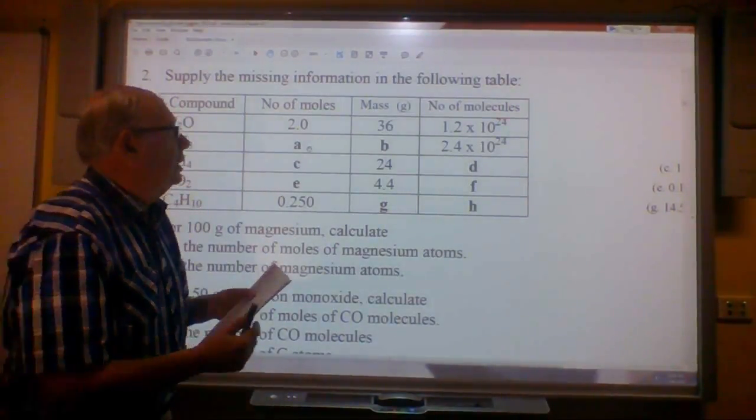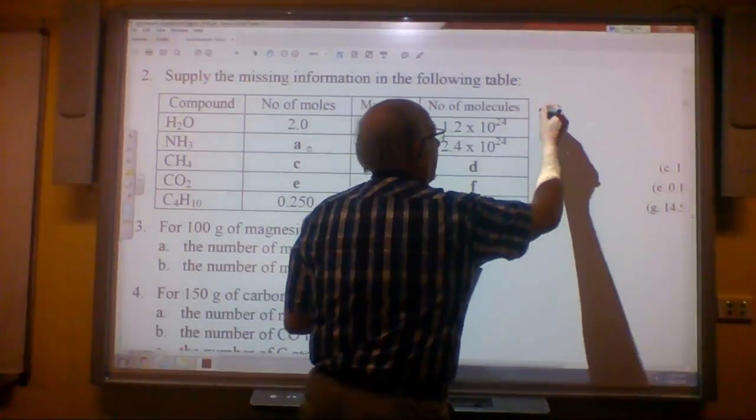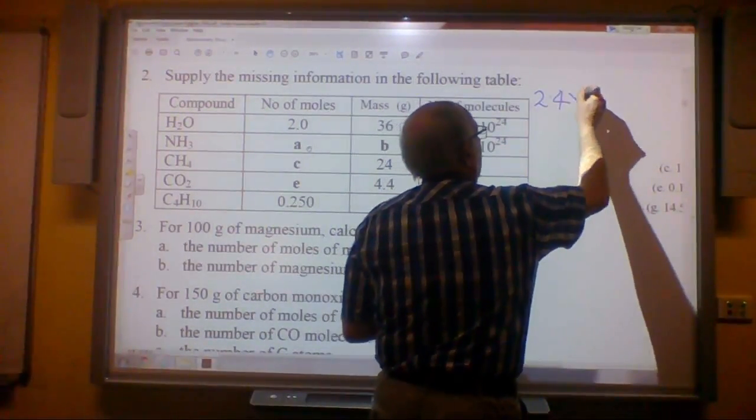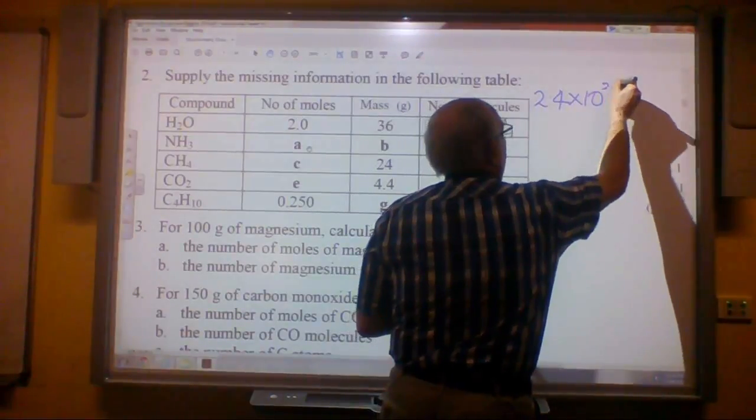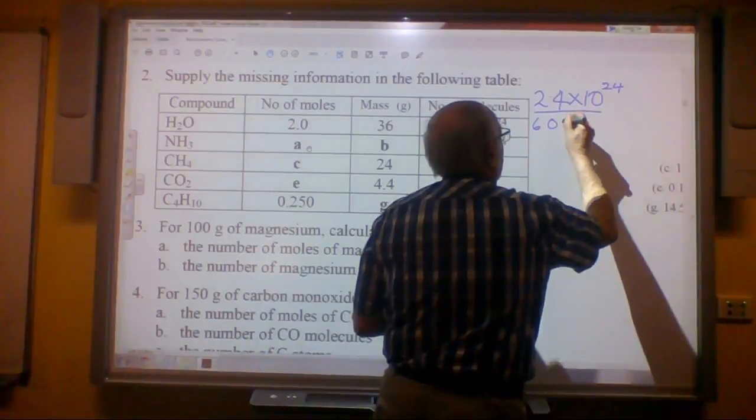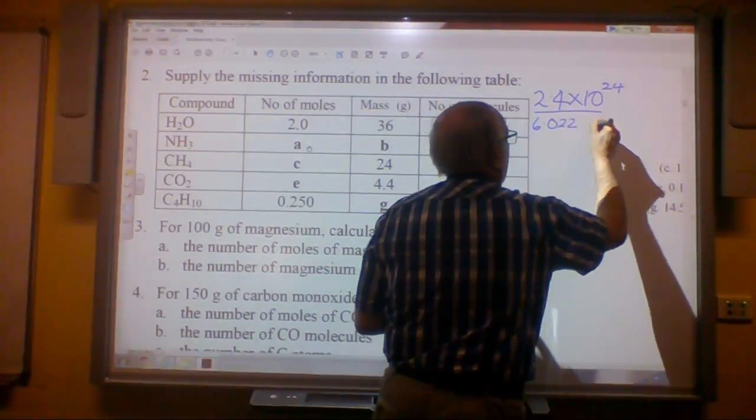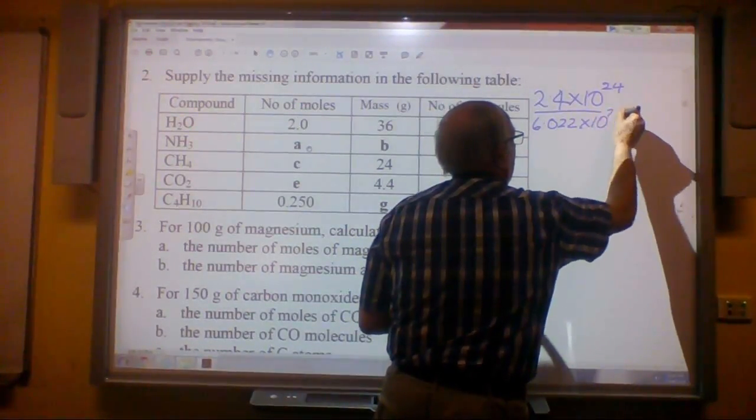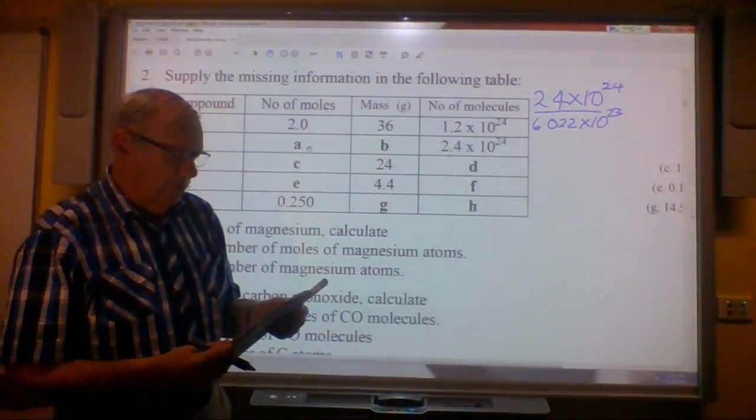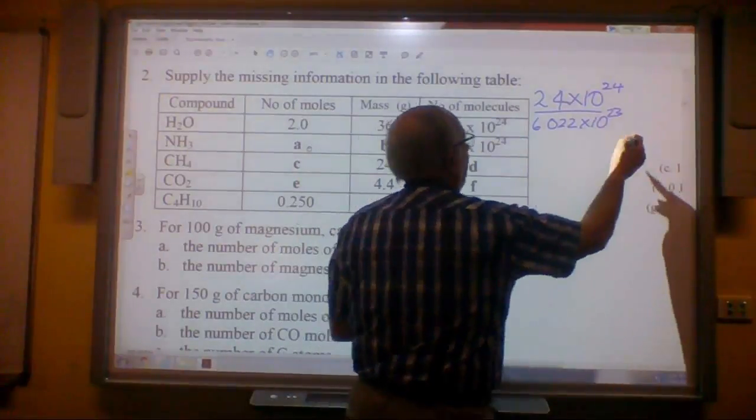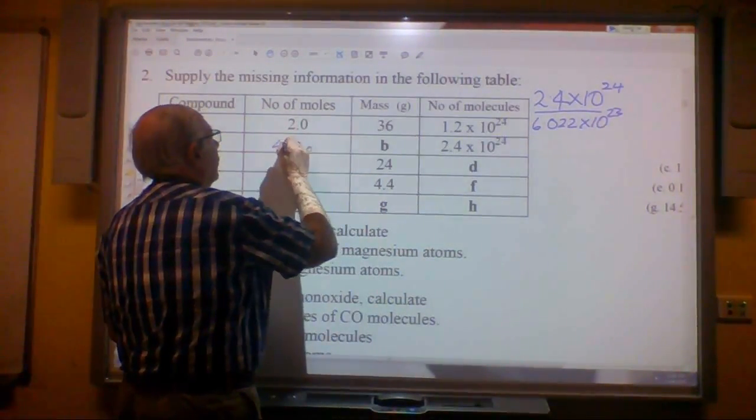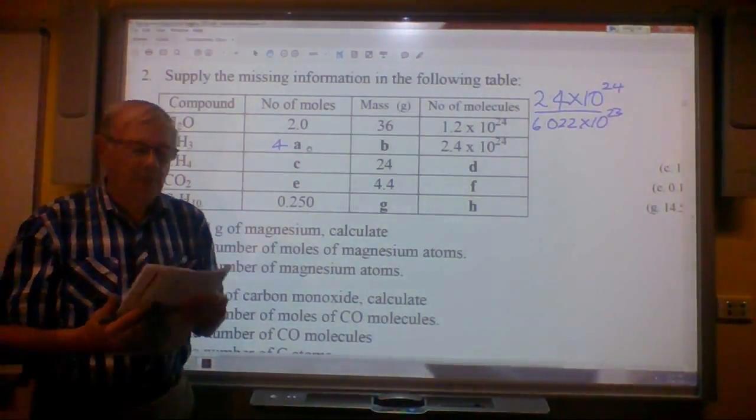So that's going to be equal to this number, 2.4 by 10 to the 24 divided by 6.022 by 10 to the 23. And when we look at that, that looks as if it comes out as 4. So our answer here would be 4 moles.